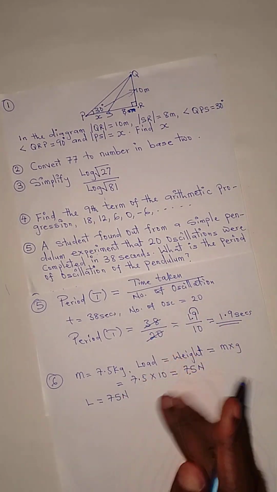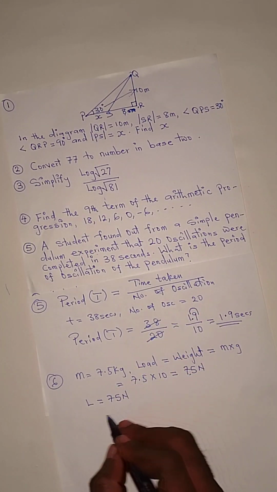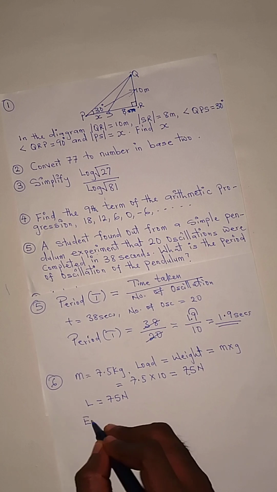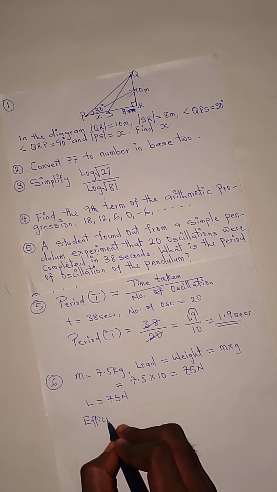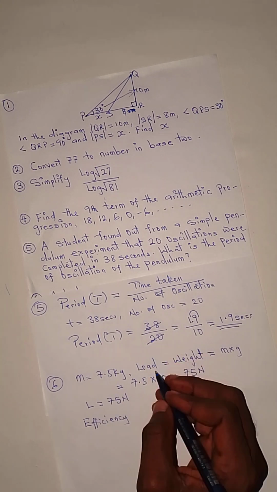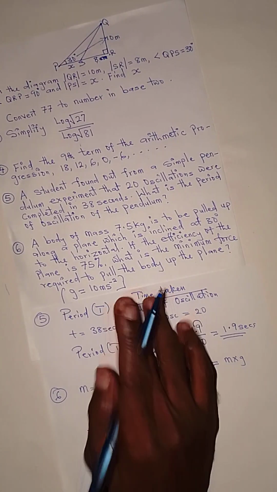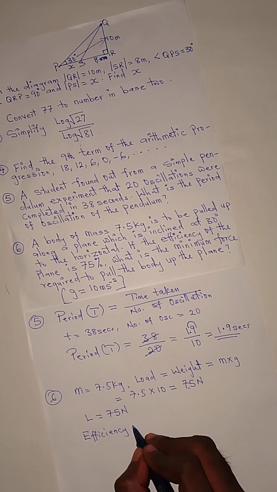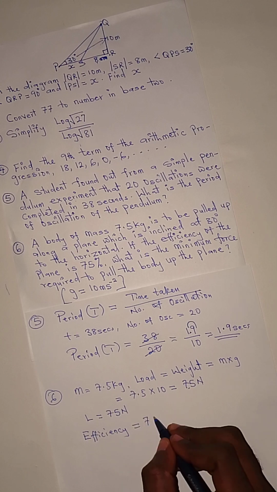Now let's go to efficiency. What is efficiency? As given in the question, efficiency is 75%. So efficiency is equal to 75%.